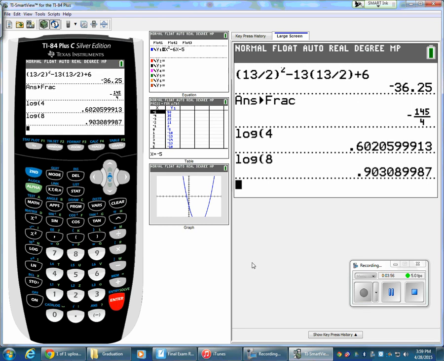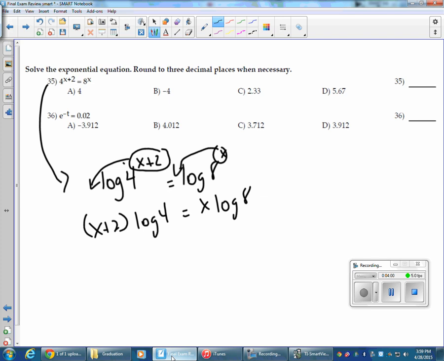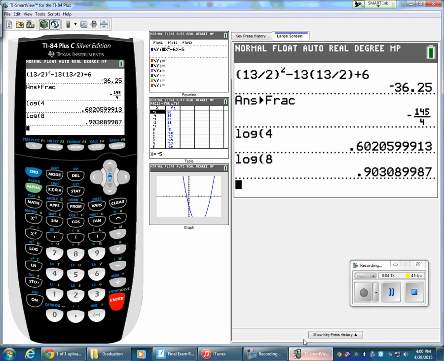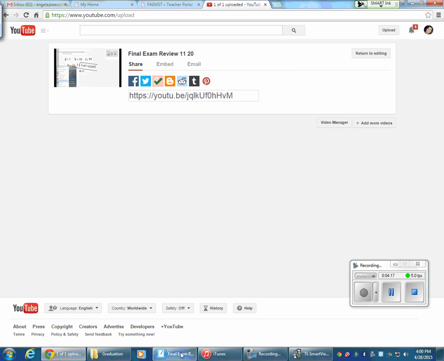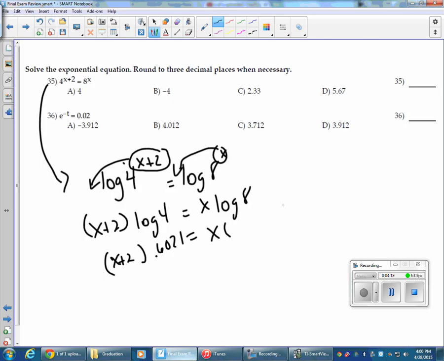So for the log of 4, I'll put 0.6021. So I'm going to do x plus 2 times 0.6021 equals x times 0.9031. Whoops. 0.9031. Now I can just solve this.